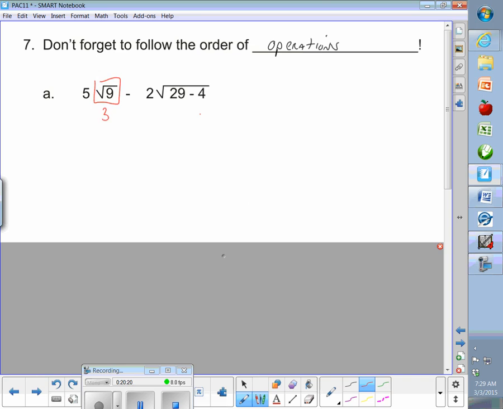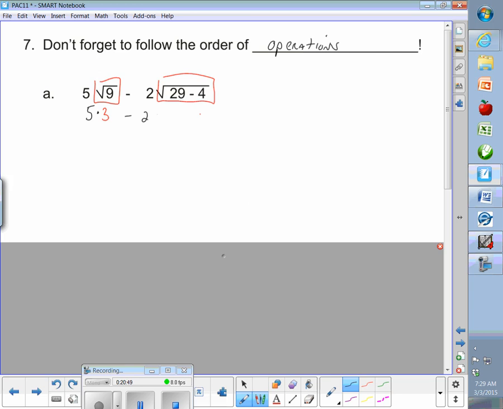Square root of 9 is 3. Of course, a number written in front of a radical is just like any number written in front of a parentheses. The operation will be multiplication. There's nothing in between. This is also multiplication. I'll use a little raised dot there now that I've got my 3 to distinguish 5 times 3 instead of 53, right?